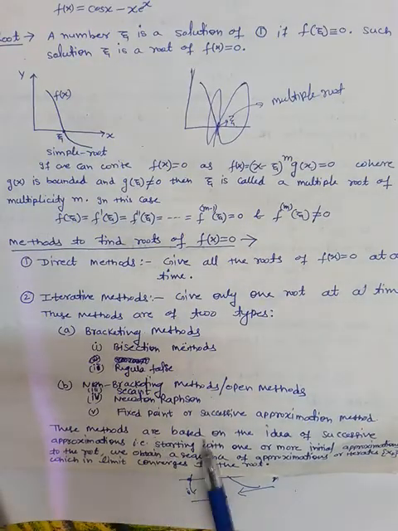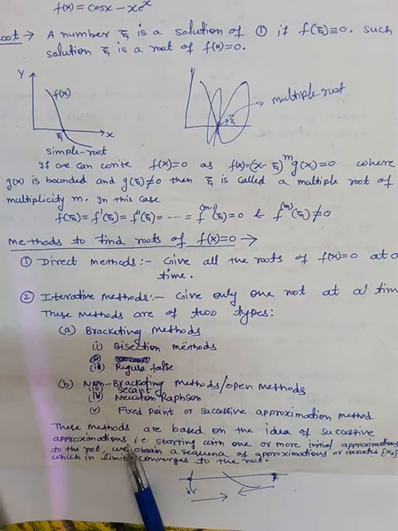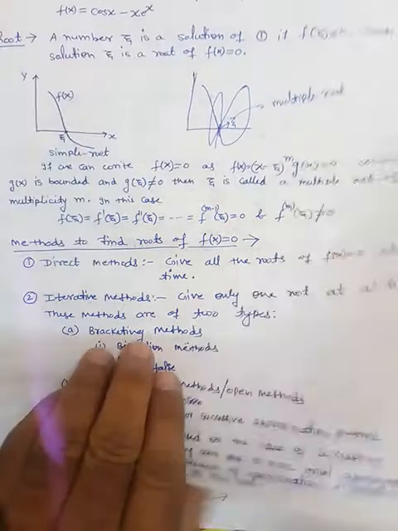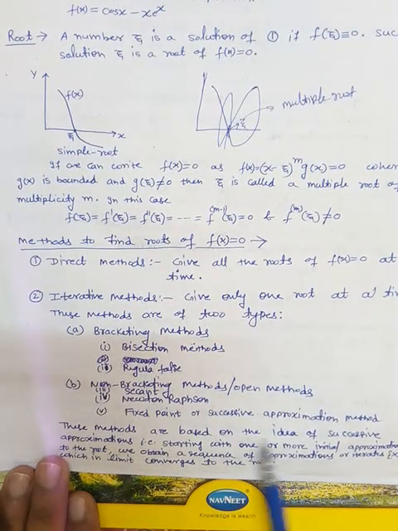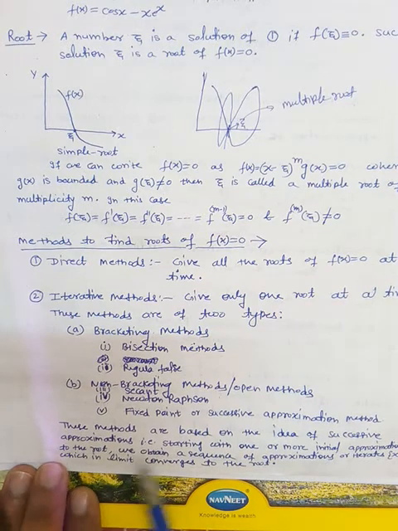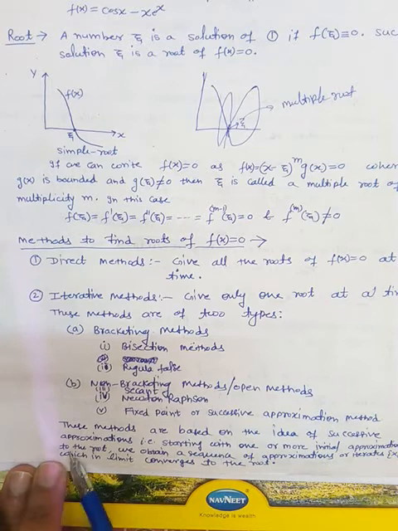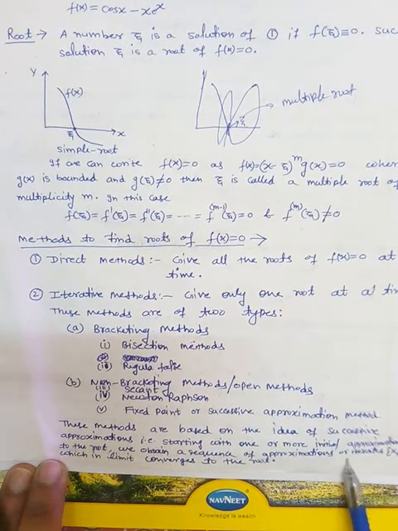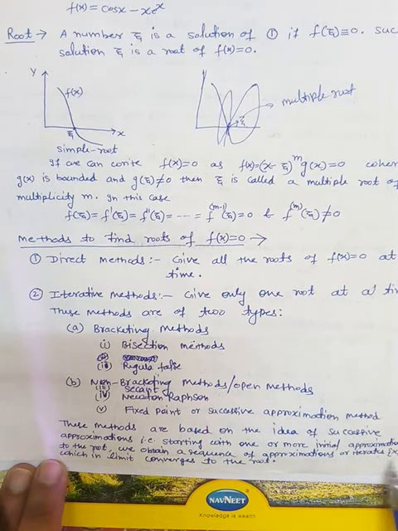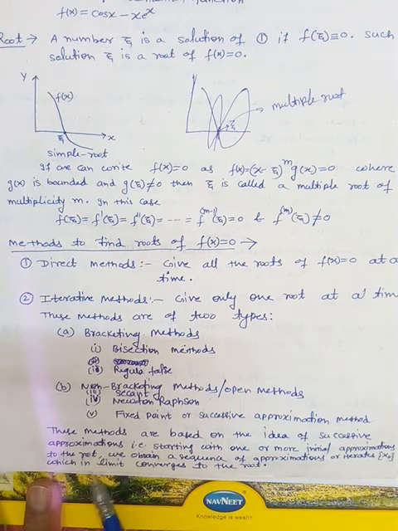So these methods are based on the idea of successive approximations. Okay, so these are basically the methods based on the idea of successive approximations, that is, starting with one or more initial approximations to the root, we obtain a sequence of approximations or iterates denoted by the sequence xk, which in the limit converges to the root.